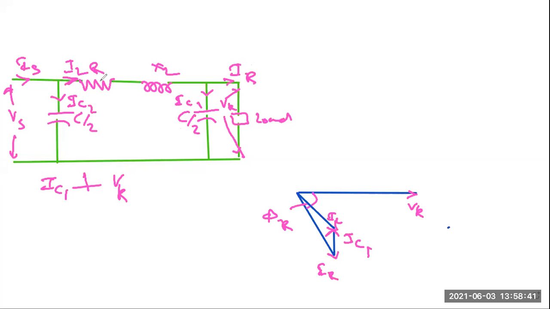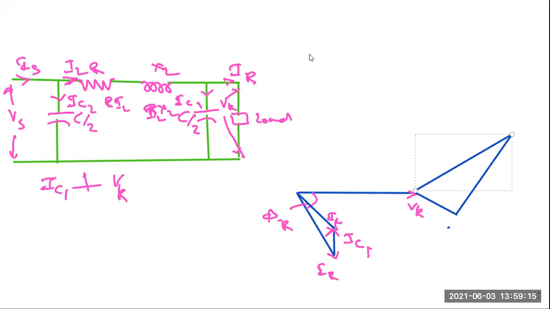Now IL is known, so there will be two drops here. One is R into IL, another will be IL into XL. So this will be your IL into R. This drop will be parallel to IL. And IL into XL will be perpendicular to this, IR. Yes. So you will get this one.